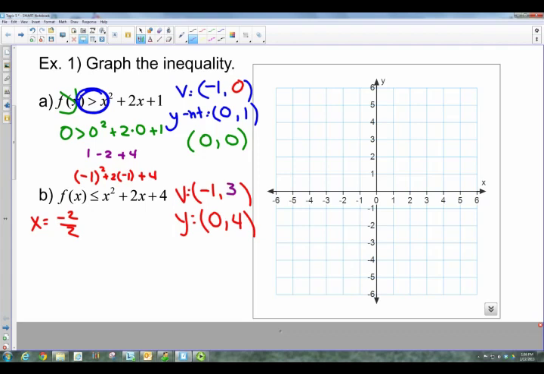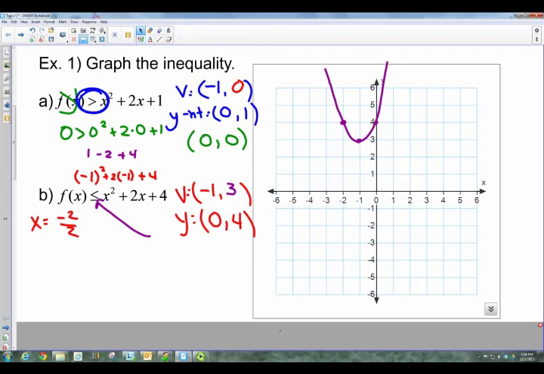So the vertex is negative 1, 3, which is here. Our y-intercept is 0, 4. The reflection point is there. Now I've got my 3 points. I look back at this symbol. That's equal to. So since it's equal to, I've got a solid line.